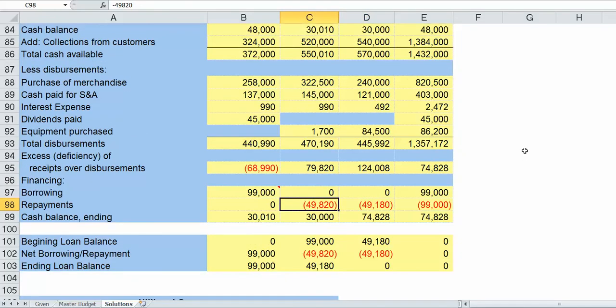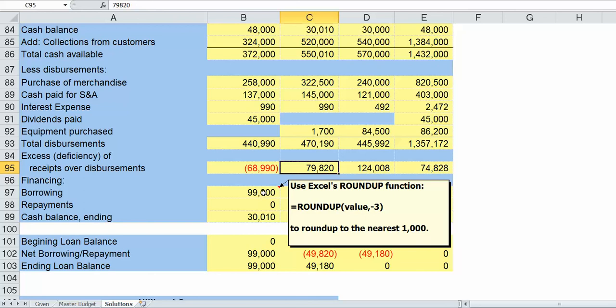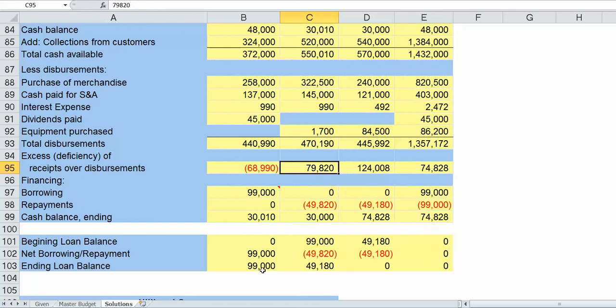So again, for repayments, the first question we want to ask is, do we have excess cash? Is the 79 greater than our 30? Then if we do have excess cash, we want to pay the lesser of whatever excess cash we have or the outstanding loan balance at that particular point in time.